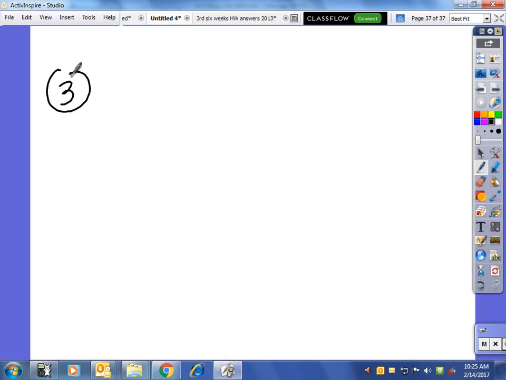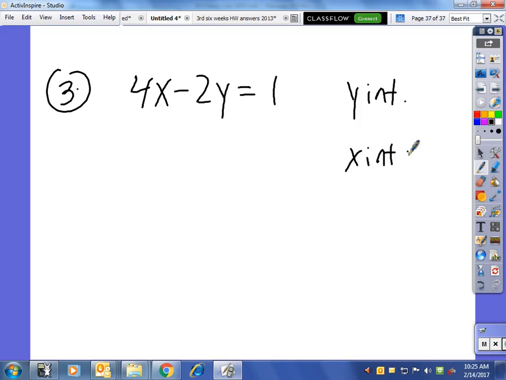All right, you try this one, number 3. 4x minus 2y equals 1. I want you to find the y-intercept and x-intercept, please make sure you label it, especially on your homework. These go so fast, it's almost like you can just literally cover it up with your finger and solve the little one-step equation.